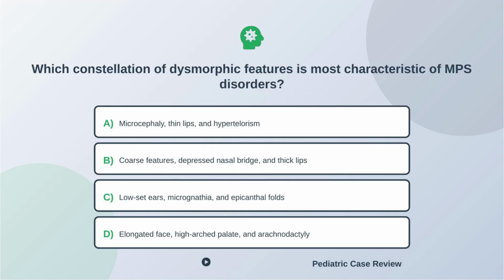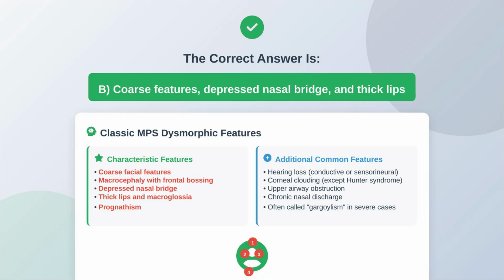Regarding dysmorphic features in MPS disorders, which constellation of dysmorphic features is most characteristic of MPS disorders? A. Microcephaly, thin lips, and hypertelorism. B. Coarse features, depressed nasal bridge, and thick lips. C. Low-set ears, micrognathia, and epicanthal folds. Or D. Elongated face, high-arch palate, and arachnodactyly. The correct answer is B.